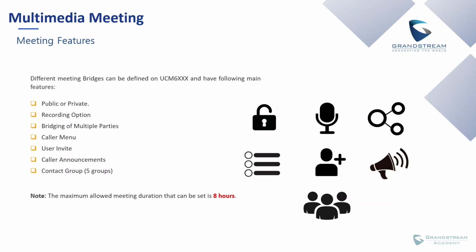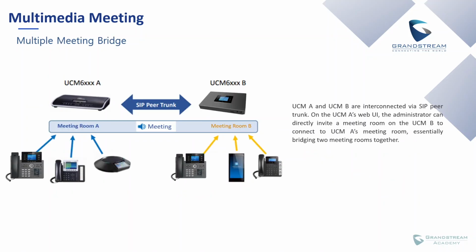Contact group users can now quickly invite multiple participants at once to a meeting via meeting contact groups. Up to 5 contact groups can be created. The maximum allowed number of contacts per group is based on the UCM model's meeting participant limit, as we have seen before. The UCM 6000 supports multiple meeting bridges between different meeting rooms, remote or local, to essentially bridge 2 meeting rooms together to reduce the bandwidth.